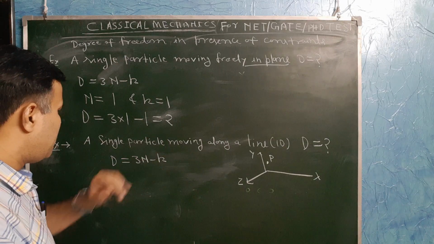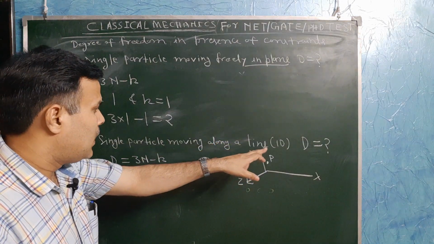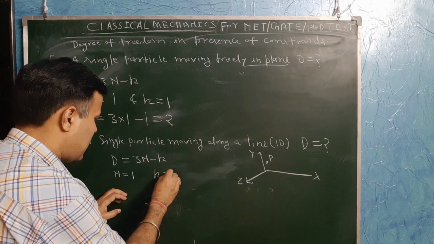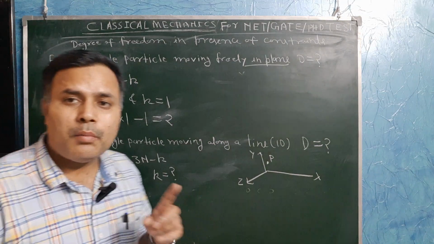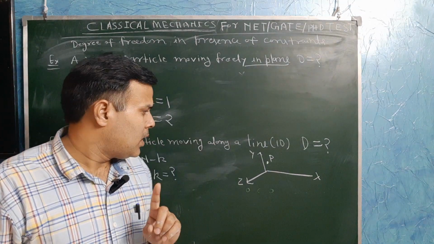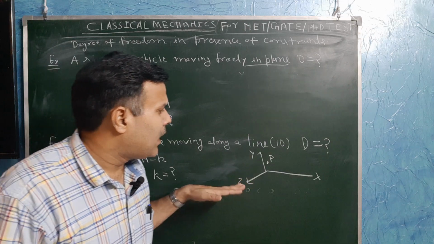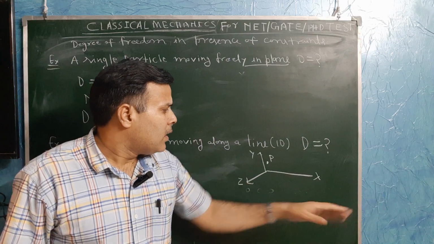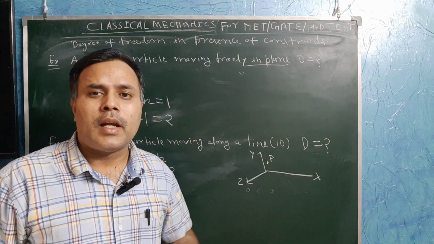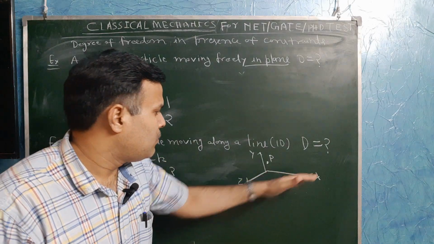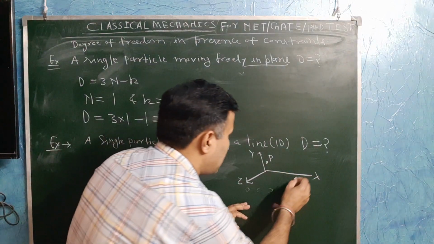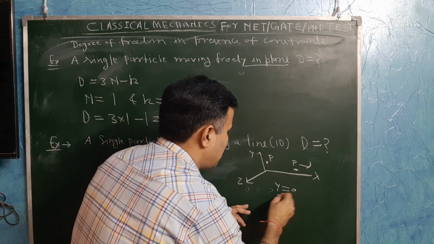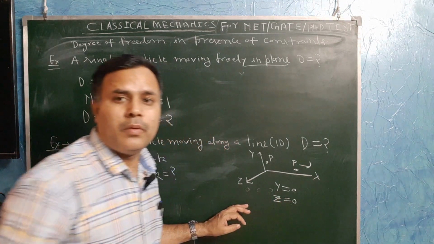So again a single particle moving freely along a line. So n is 1. And what is k? K is the number of equations of constraints present in the system. So again a particle moving along a line means particle moving along one direction, one dimension. So particle can move either along x direction or y direction or z direction. So if particle is moving independently in x direction, then if this particle P is moving along this direction, so what is our y? Y equal to 0 and z equal to 0.